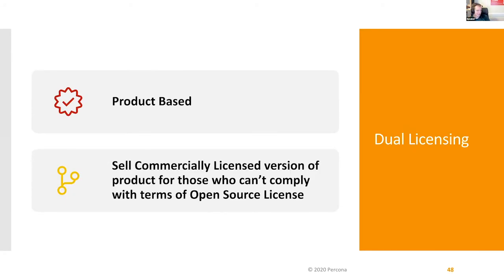Now, dual license, that is the next business model, which is product-based, and it generally means selling a commercial license version of a product for those who cannot comply with the terms of the open source license, right? In its pure form, dual license doesn't mean that there is a feature differentiation. It simply says the same product, with exactly the same features, is available open source, and under a commercial license for those who cannot comply with that license. Like MySQL used to do, for example.